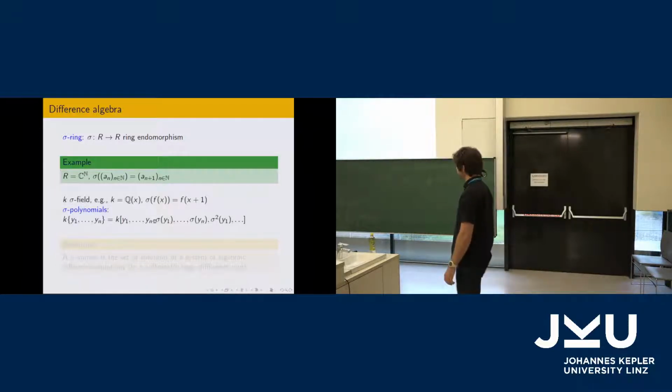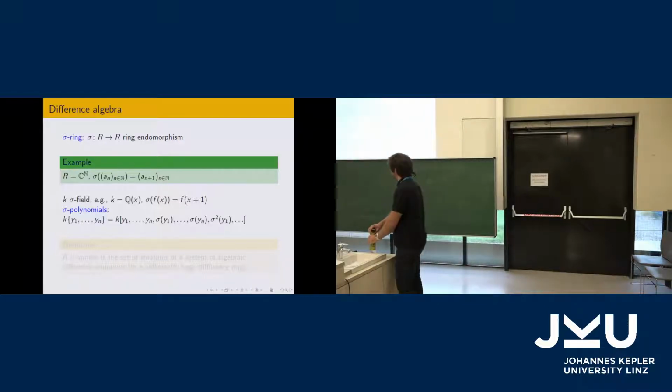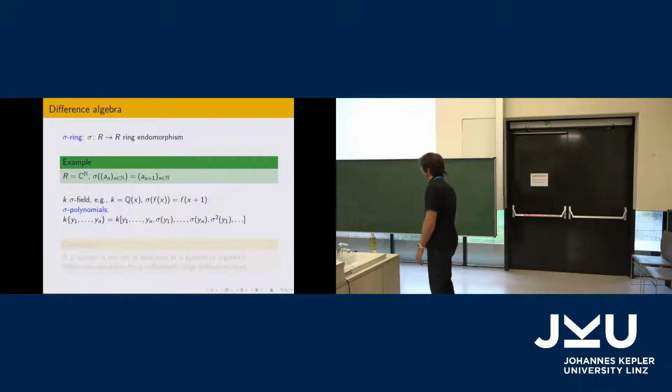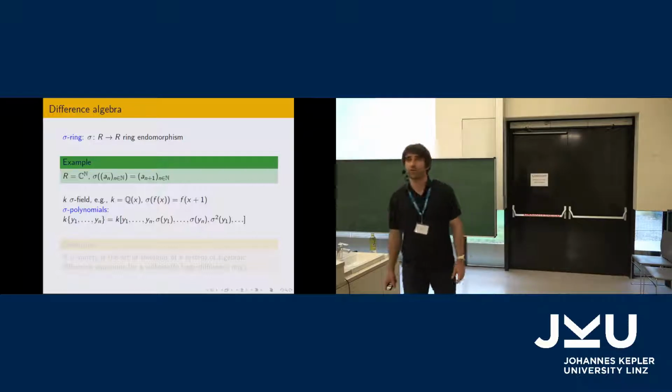And so a difference field isn't just a difference ring whose underlying ring is a field. A typical example is the field of all rational functions with the shift that sends x to x plus 1. So whenever you have a difference field, you can look at difference equations over the difference field.